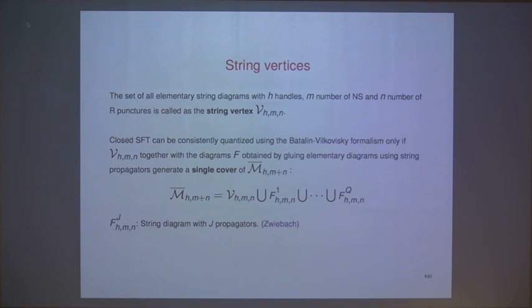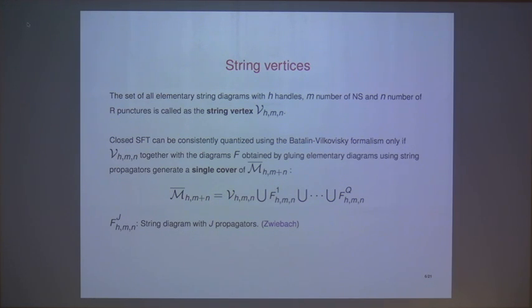Now we can consider the set of all elementary string diagrams having h handles, m number of NS and n number of Ramond punctures, and this set is called the string vertex. So you can't choose an arbitrary string vertex. The string vertex has to satisfy certain conditions.